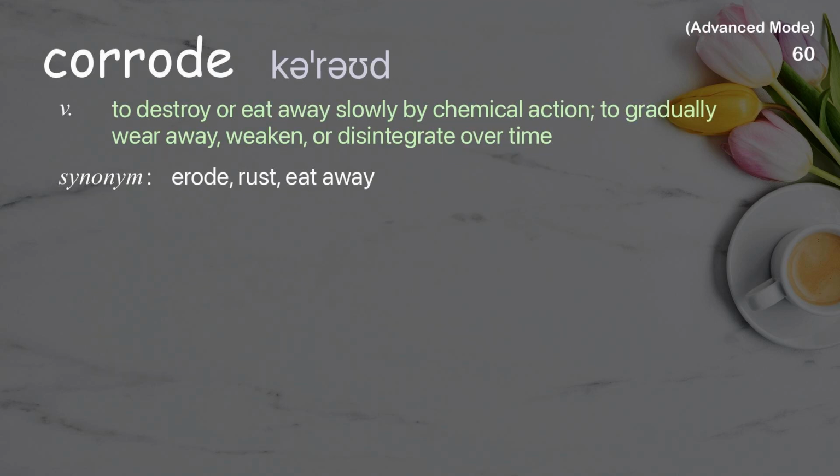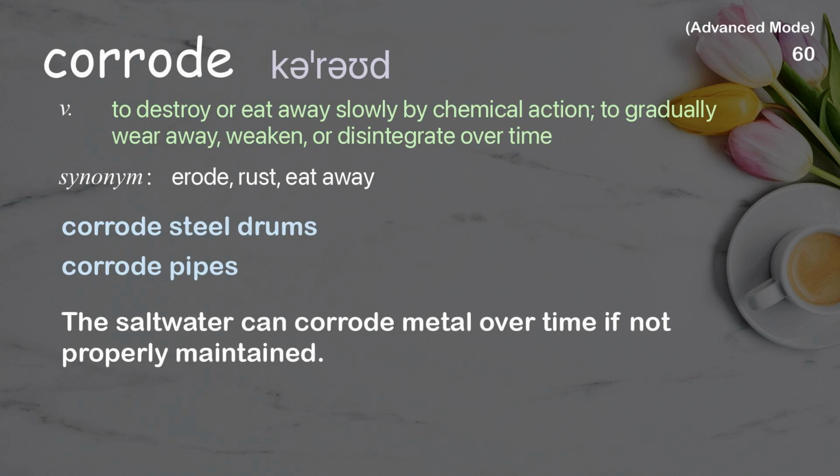Corrode. To destroy or eat away slowly by chemical action, to gradually wear away, weaken, or disintegrate over time. Examples: Corrode steel drums. Corrode pipes. The salt water can corrode metal over time if not properly maintained.